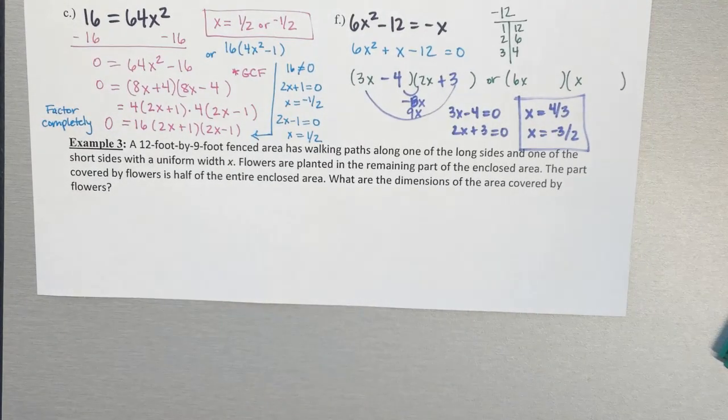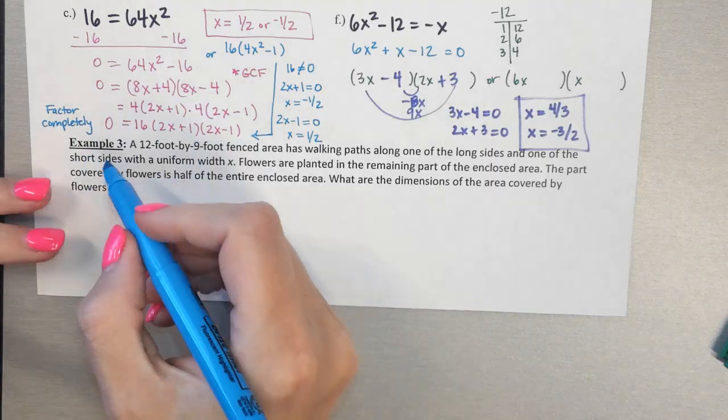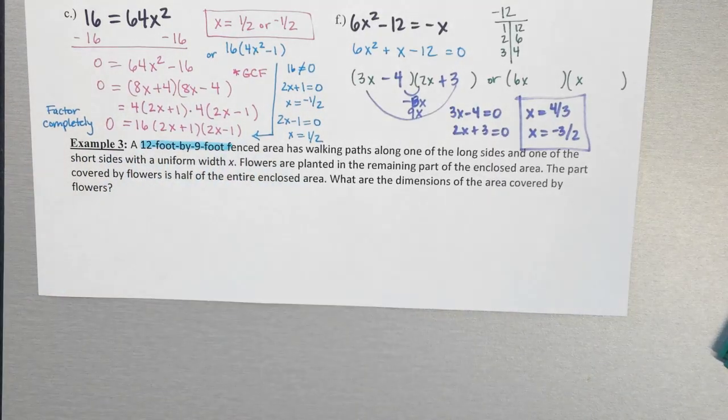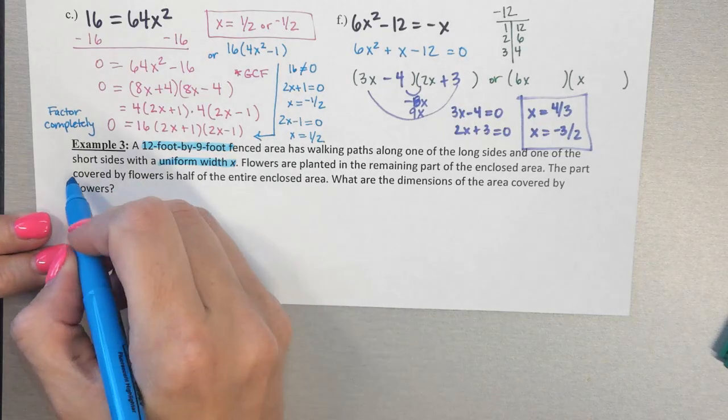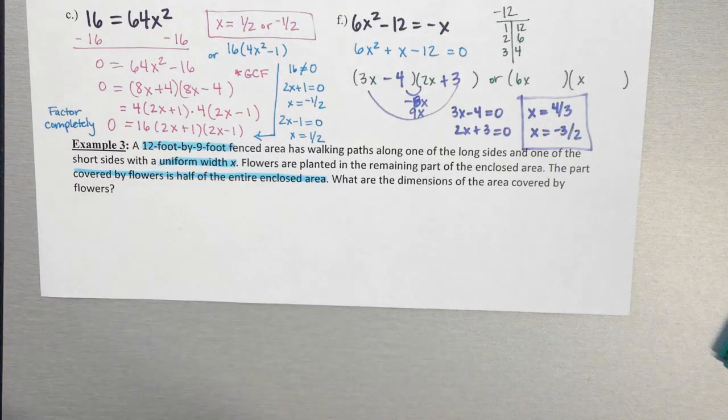All right, example 3. Let's read through this together. Highlighters ready. Okay, so a 12-foot by 9-foot fenced-in area has walking paths. So it's a 12-foot by 9-foot. I'm going to highlight that. Has walking paths along one of the sides, along one of the long sides and one of the short sides, with a uniform width of X. Flowers are planted in the remaining part of the enclosed area. The part covered by flowers is half of the entire enclosed area. So the covered by flowers is half of that area.